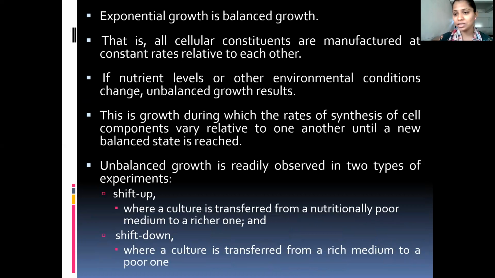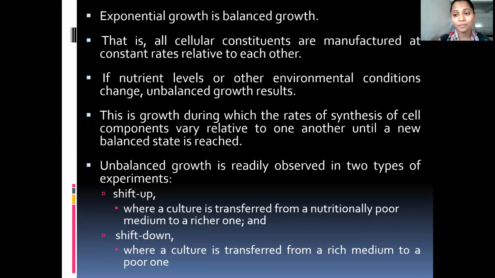Exponential growth is balanced growth. That is, cellular constituents are manufactured at constant rates relative to each other. If nutrient level or other environmental conditions change, unbalanced growth results. This is growth during which the rates of synthesis of cell components vary relative to one another until a new balanced state is reached. Unbalanced growth is readily observed in two types of experiments.